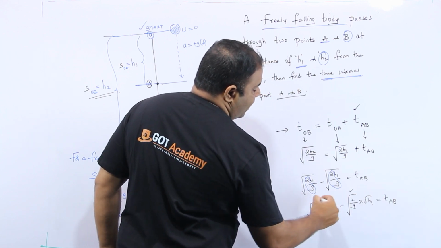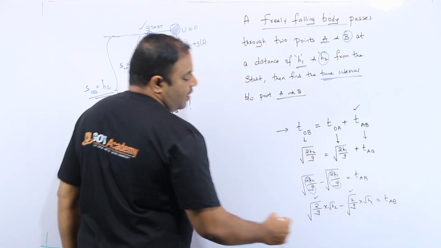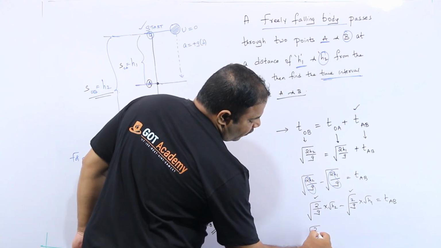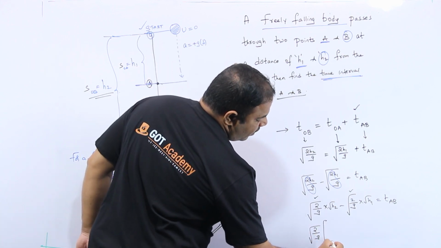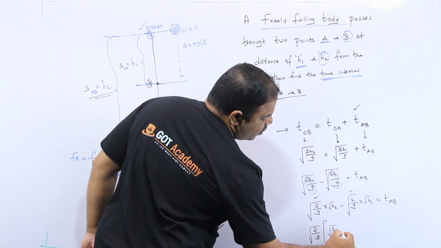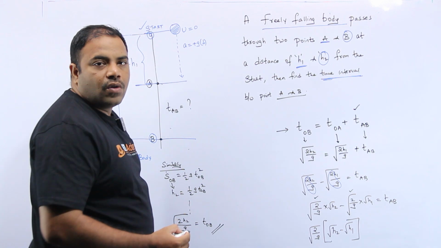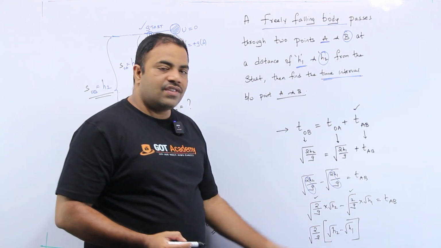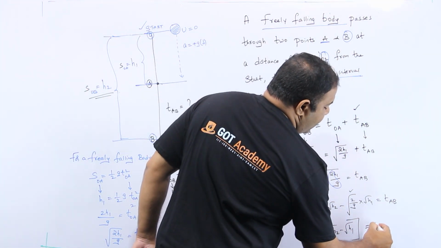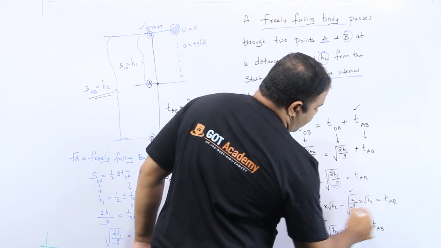So now this part and this part can be taken as common, that is root of 2 by g is taken as common. So the answer is root of 2 by g into root h2 minus root h1, which is equal to the time taken from A to B.